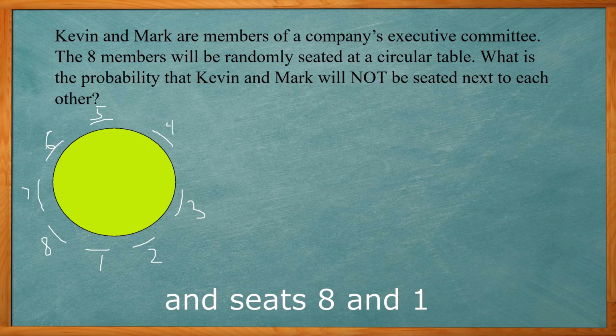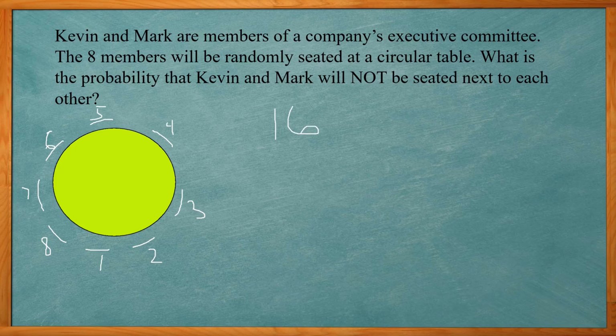All right, now they could switch. Kevin can sit in seat 1 and Mark in seat 2, but they also can switch. Kevin can be in seat 2 and Mark in seat 1. So that's going to be 8 times around, and they can switch. So that's going to be 16 different ways they can sit next to each other.